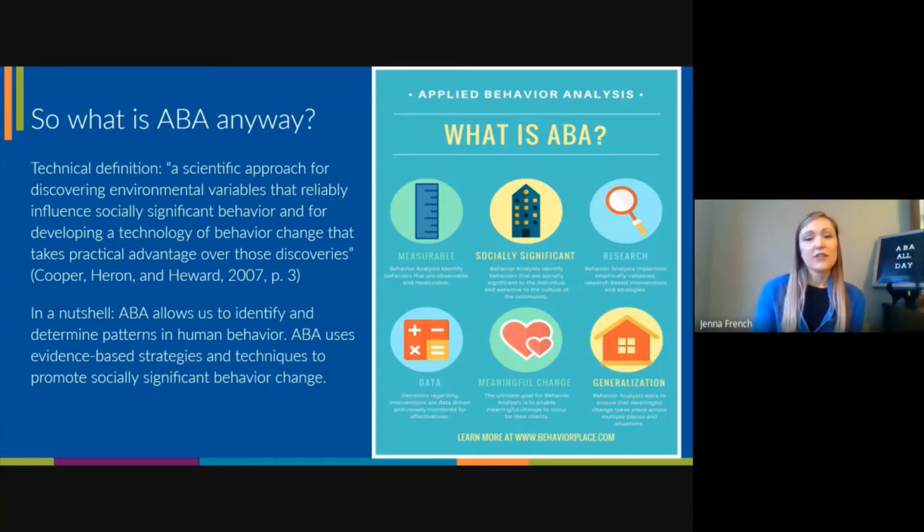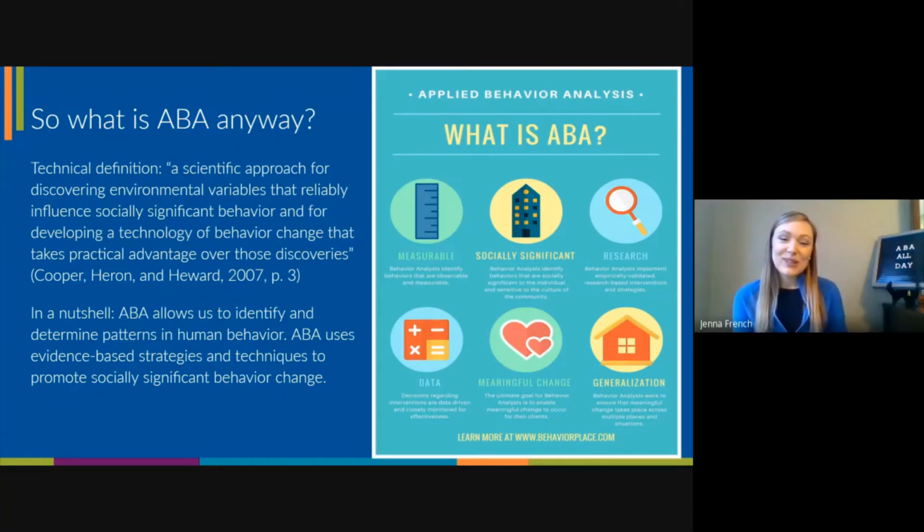With behavior analysis, we look for social significance. Even the smallest change can be really socially significant. And so that's really helpful in determining whether or not our strategies are effective and useful for the general public. Another component is research. So we do rely very heavily on research, and we look for those evidence-based practices that we can recommend and use with different students or clients.